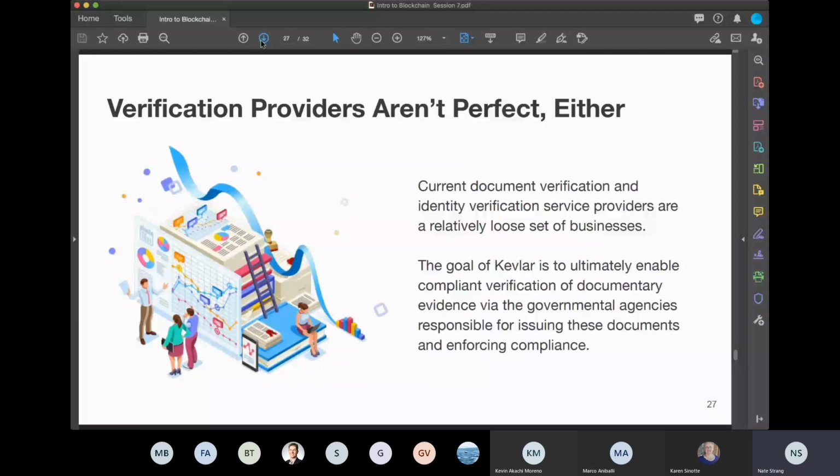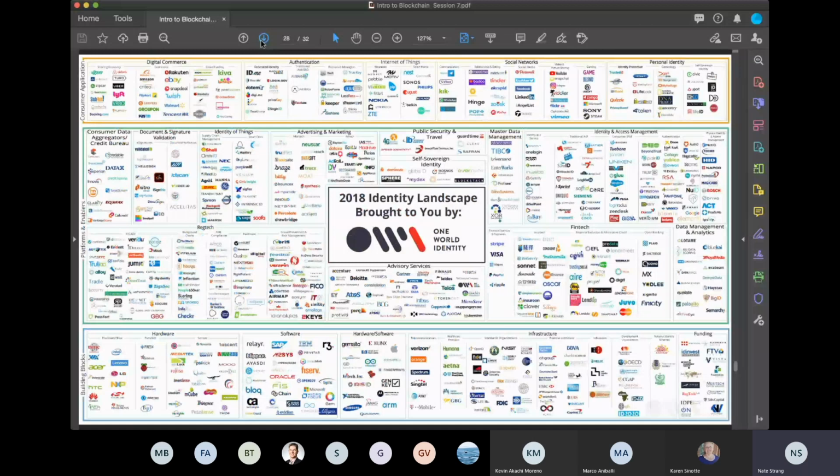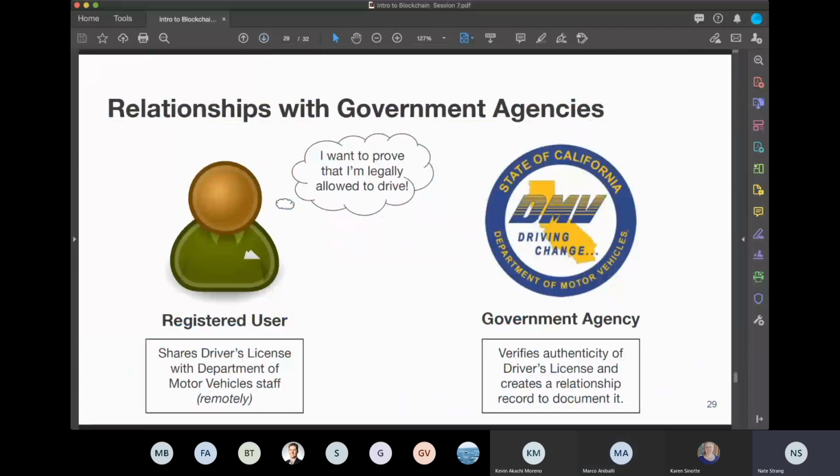Here's an example of how fragmented the identity landscape is. It's a lot of companies. So let's look at this example. The DMV of California, Department of Motor Vehicles, has issued me a digital driver's license. I'm going to be able to have that driver's license immediately and irrefutably verified within Kevlar. And I now have a digital representation of my driver's license, and I can prove that I'm legally allowed to drive using Kevlar. So I'm not only verifying the information on my driver's license, I'm also verifying my driver's license as a proof of right to drive.